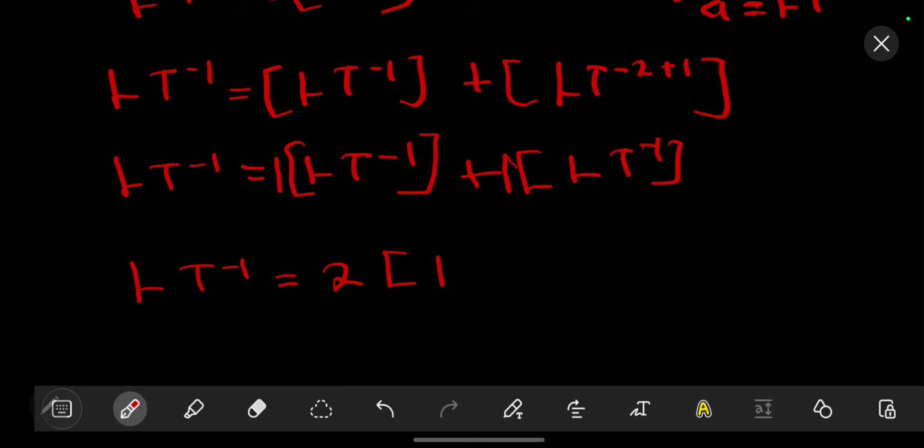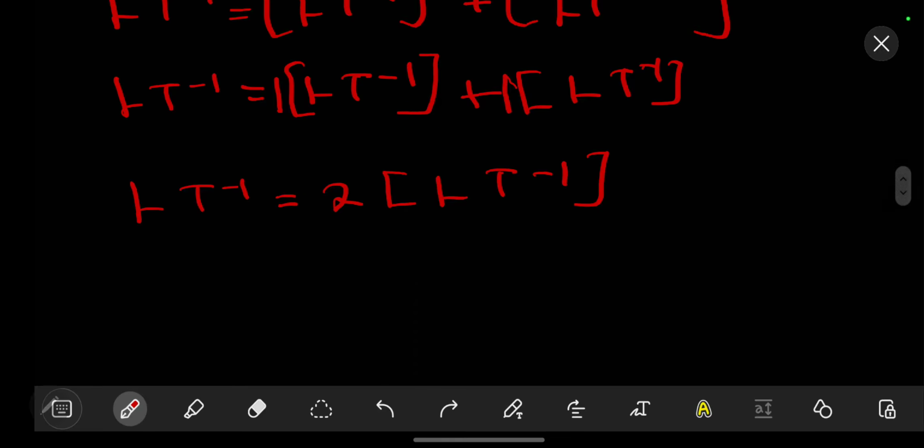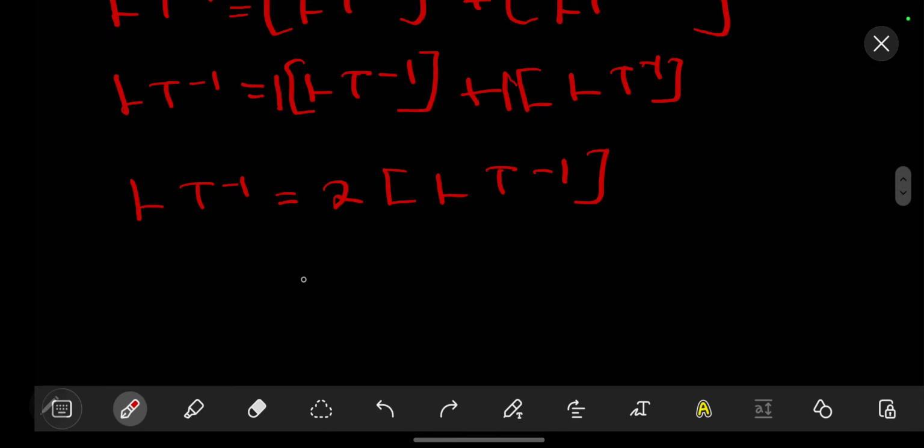Then we have our LT raised to the power negative 1, like that. So already, if the dimensions on this side are the same as the dimensions on this side, then your equation is said to be dimensionally correct. Now, you don't worry about these two. A pure number is dimensionless.